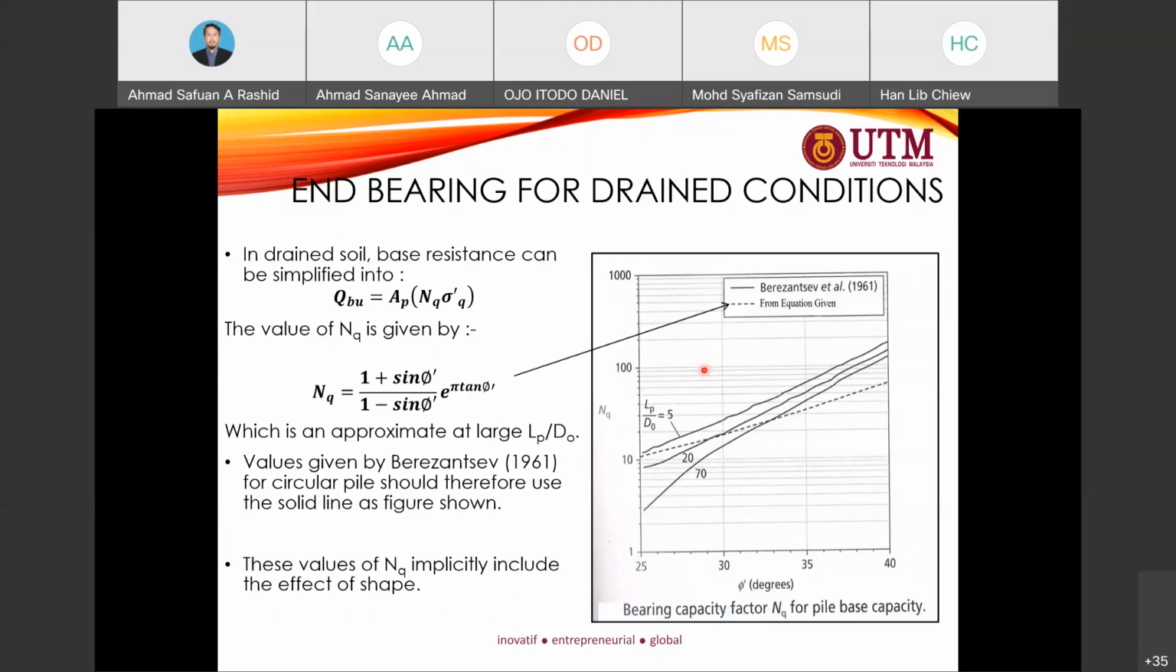Okay, for this part, L is the length, D is the diameter. Normally to represent a deep foundation, the ratio of L over D should be greater than 5. If less than 5, normally we consider it a shallow foundation.